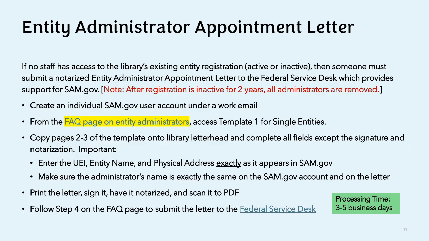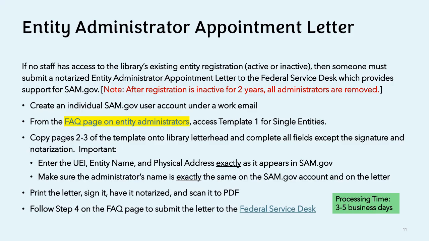You'll need to enter the unique entity identifier, entity name, and physical address exactly as it appears in SAM.gov. And I do want to emphasize exactly because, depending on how outdated the information is, maybe the library name isn't exactly what you think it should be. Maybe it's the old physical address. But for purposes of this letter, when you're filling in the body of the letter, you're going to copy whatever is in SAM.gov exactly, even if it's wrong, because everything has to be all matchy-matchy on this letter.